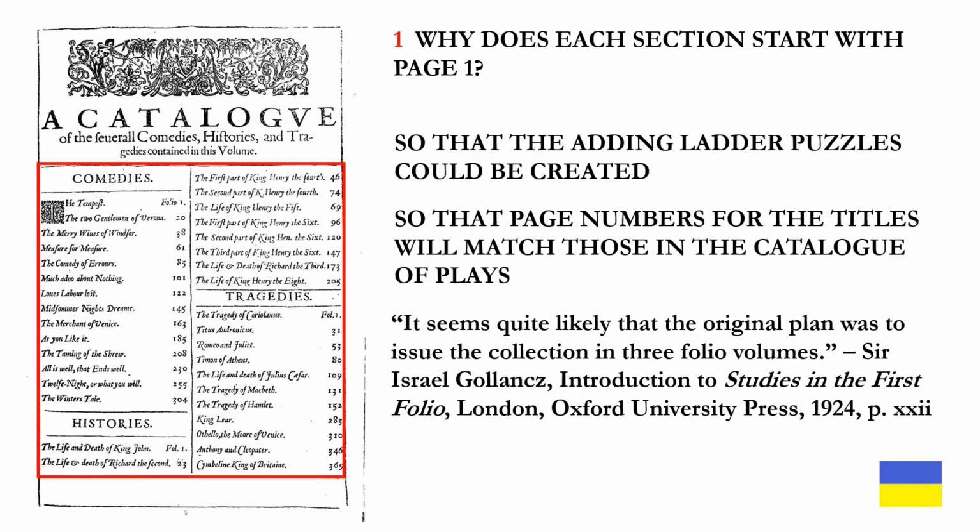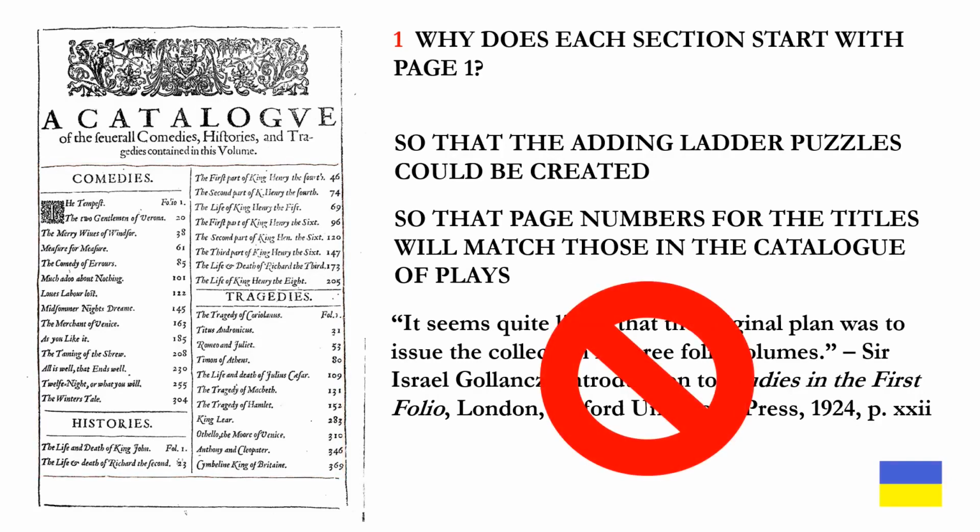The first question can be answered so that the adding ladder puzzles could be created, and so that page numbers for the titles will match those in the Catalogue of Plays. Unlike what Sir Israel Gollancz said in the introduction to Studies in the First Folio, where he said, "It seems quite likely that the original plan was to issue the collection in 3 folio volumes." Sorry, Sir Israel. The presence of the adding ladders makes that a wrong conclusion.